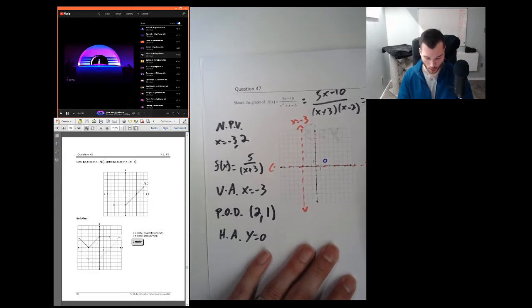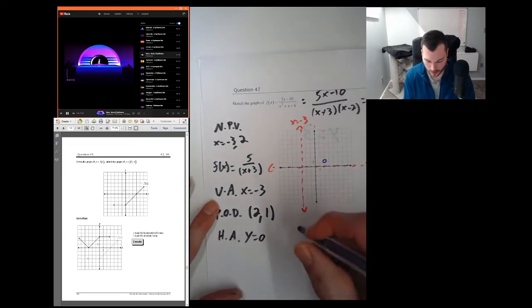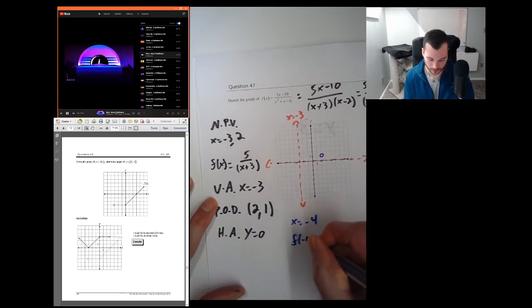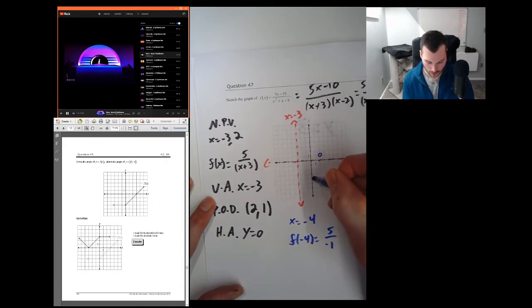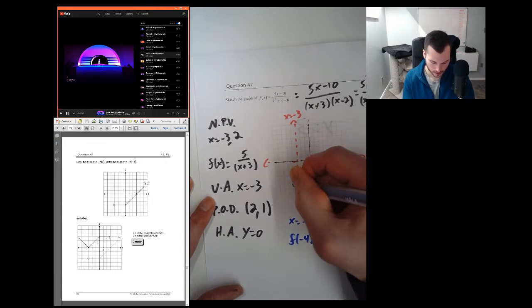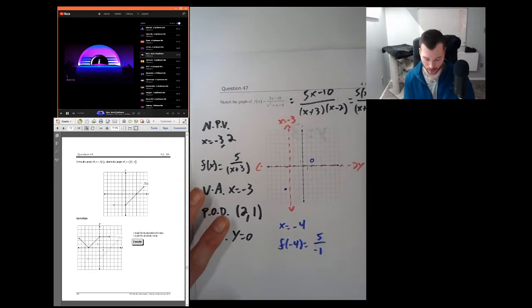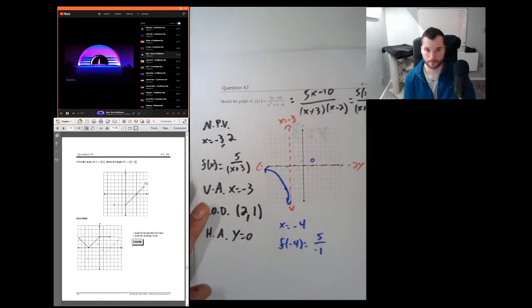Okay, we're going to do this side of the graph first. So I'm just going to plug in an x value. X equals -4. 5 over -4 plus 3 is going to be -1. So we are going to get -5. 1, 2, 3, 4, 5. Just like that. From that, that's all we need. We don't need any other points. Okay, easy. Right, you can get more if you like to, but that's fine.